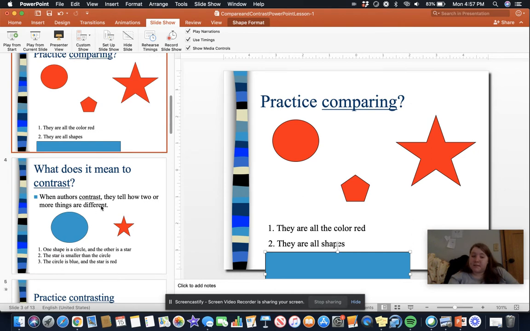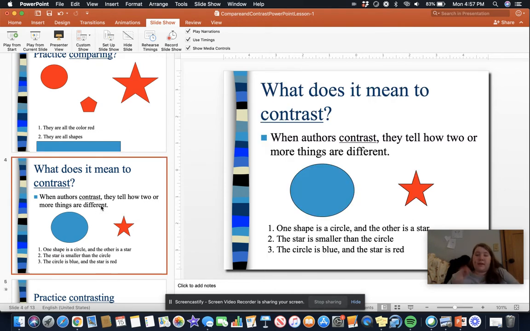On the other hand, we can contrast objects, stories, books, whatever. And this means to tell how they are different. So we can look at these two objects right here and we can see that one's a circle, one's a star. We can see that the star is smaller than the circle. And then we can see that the circle is blue while the star is red. So we are noticing things that are different about these objects.